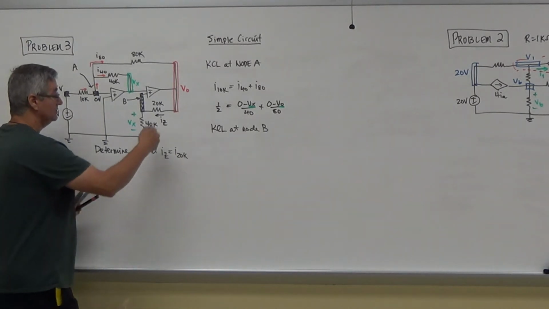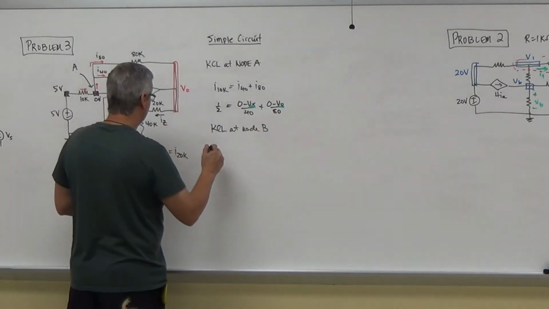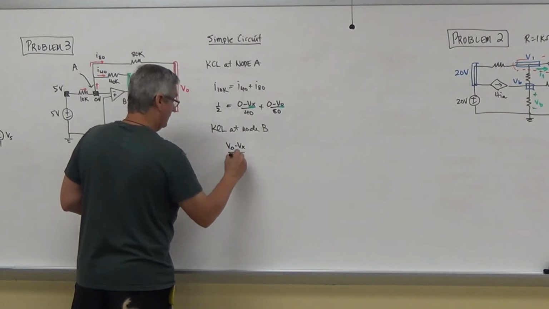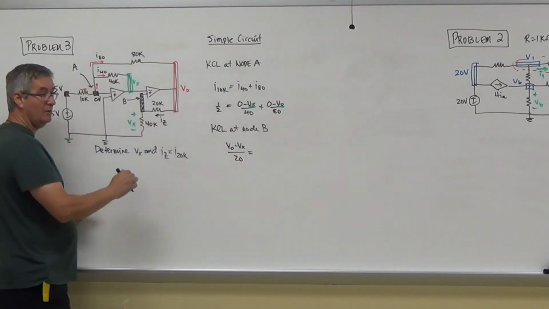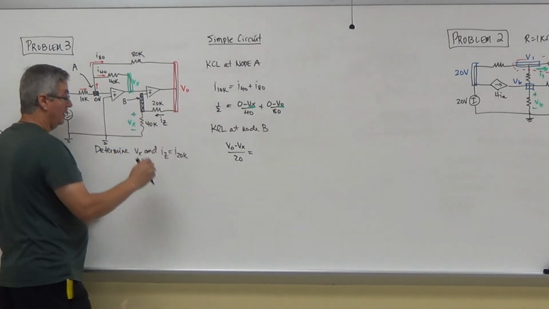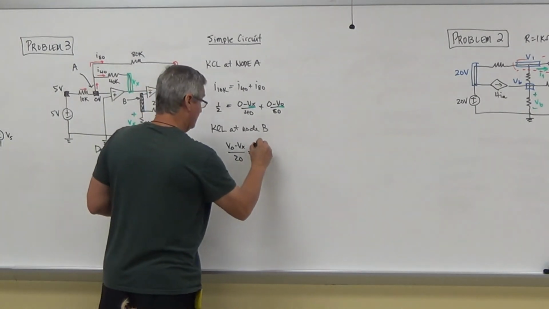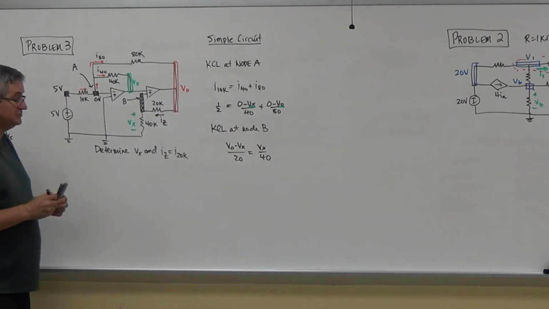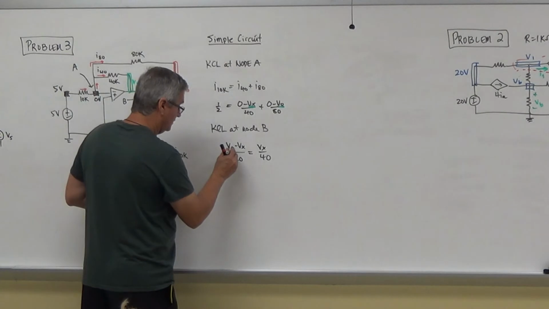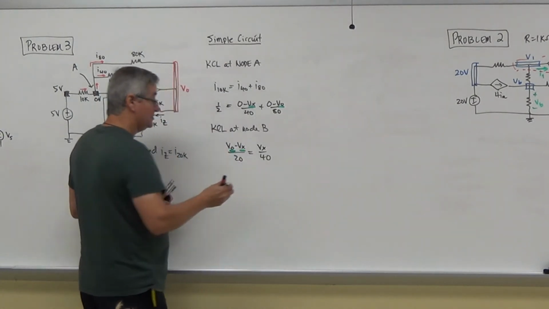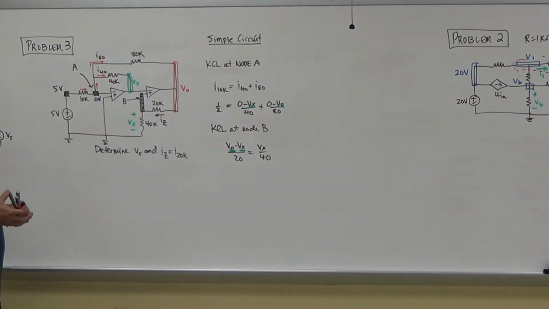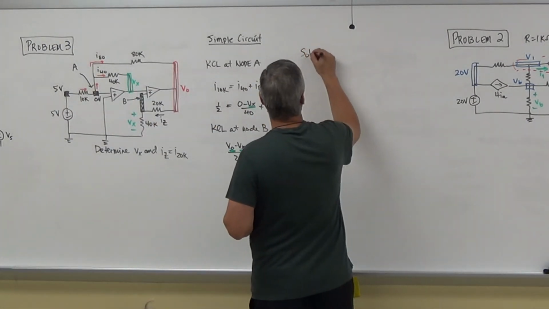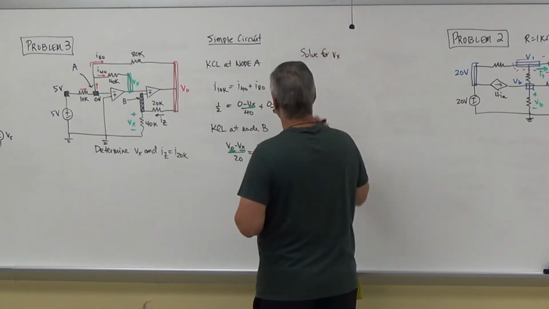So there I go. So what's the current coming in? Has to be what? The initial minus Vx divided by 20 has to equal this guy right here, which has to be Vx divided by 40. So now what you're seeing here is that I have what? Two equations, two unknowns. So then we just got to clean this up here. So now I just got to solve for Vx.